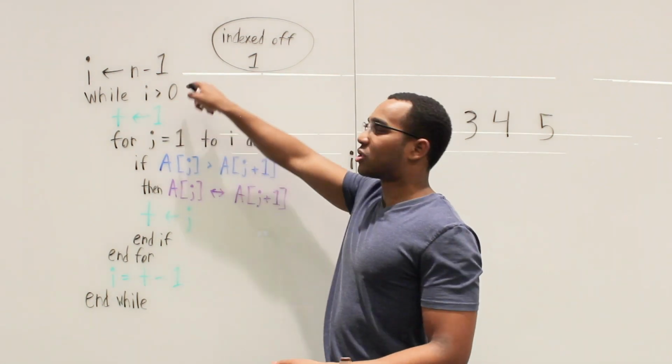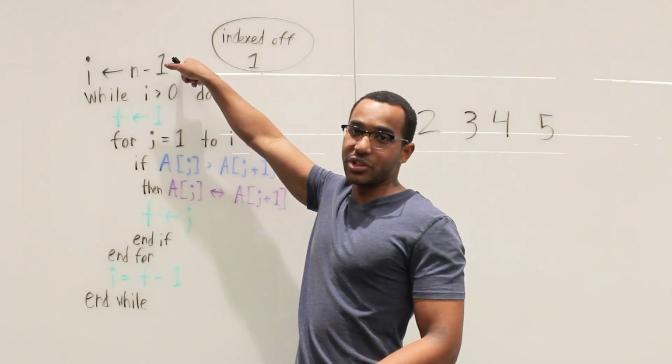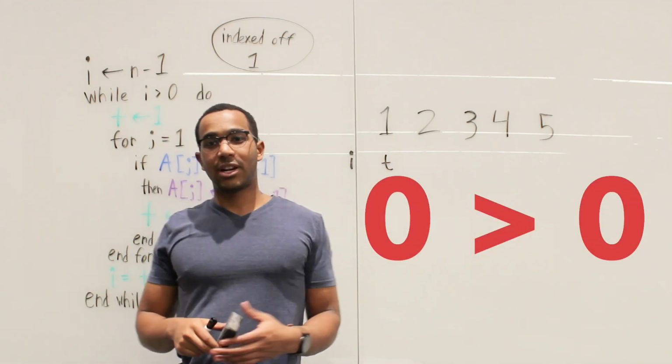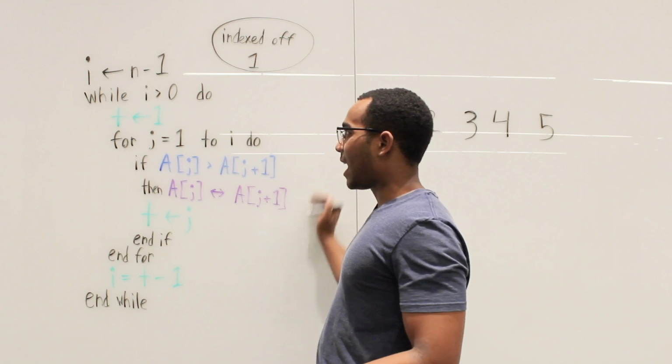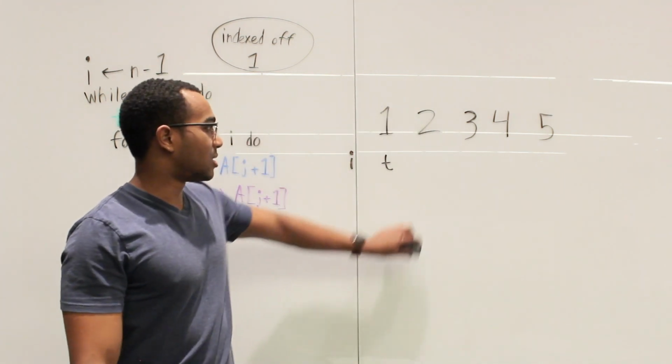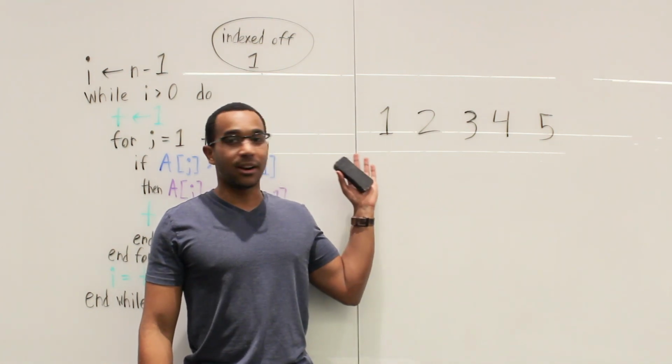So we'll come back to the top of this while loop. I is at position 0, is 0 greater than 0? No, 0 is not greater than 0, and what happens is I exit the while loop and we reach the bottom and we are finished. So we are finished and we declare this sorted.